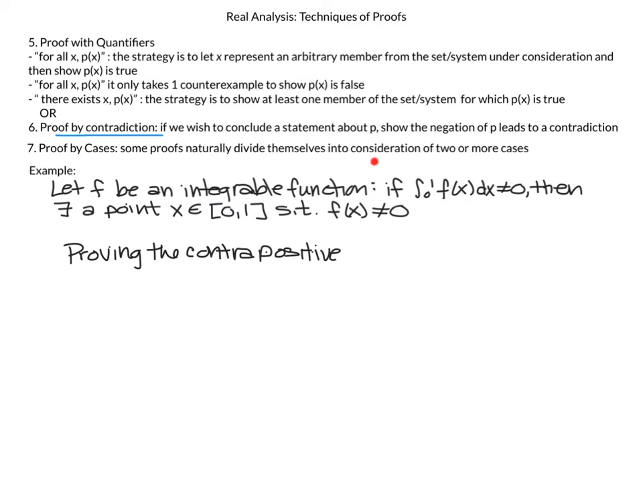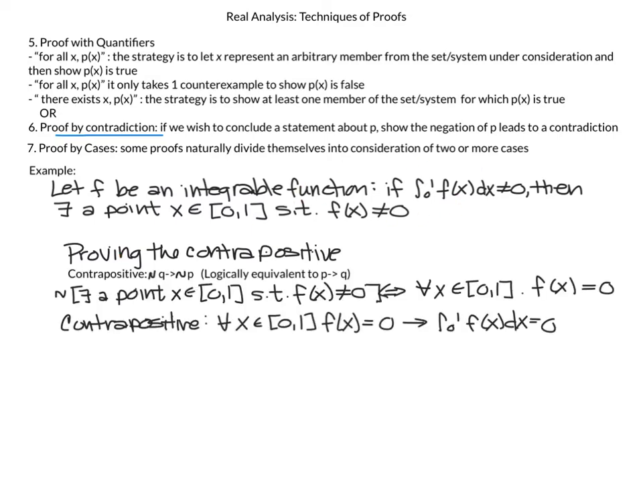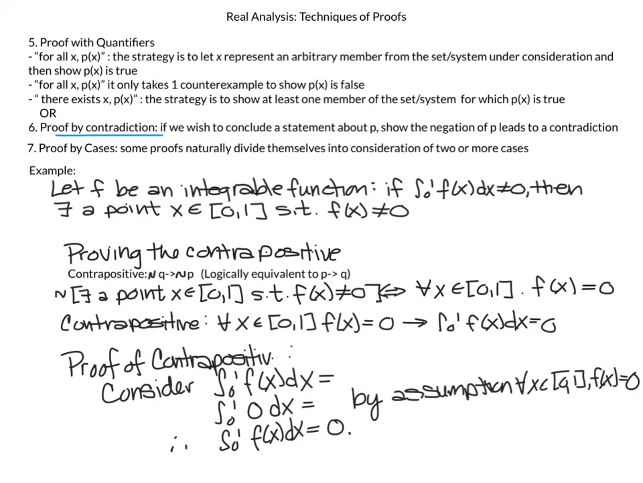And just for comparison, I'm going to do that same proof using the contrapositive. And now that I have my not q, I can write my contrapositive, which is not q implies not p, and not p was easy to do. That's the integral from 0 to 1 of f of x dx is equal to 0. To prove my contrapositive, I consider my integral from 0 to 1 of f of x dx, and that's equal to 0 by my hypothesis, by my assumption that for all x between 0 and 1, f of x is equal to 0. And that would give us the whole integral is equal to 0.